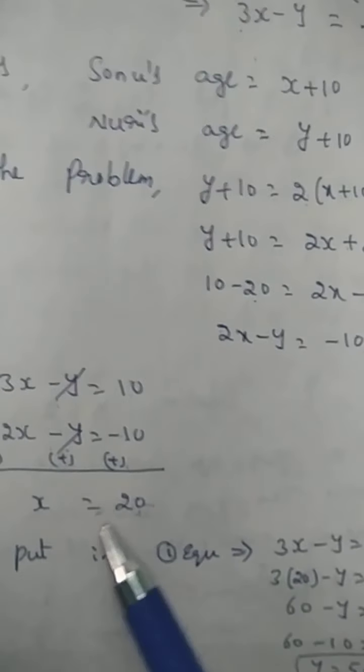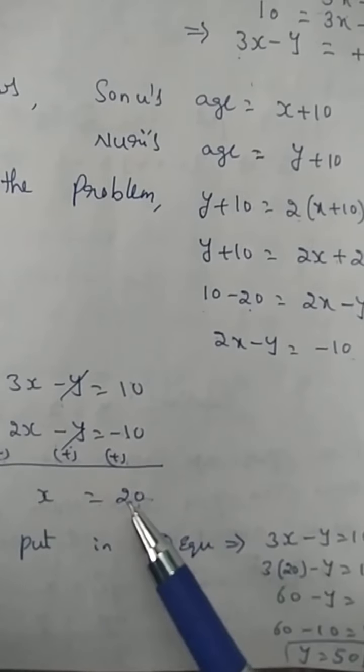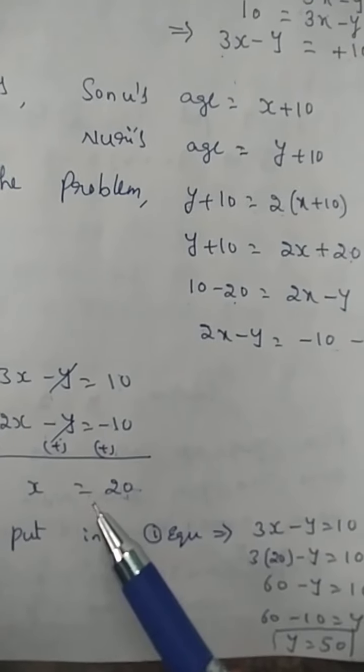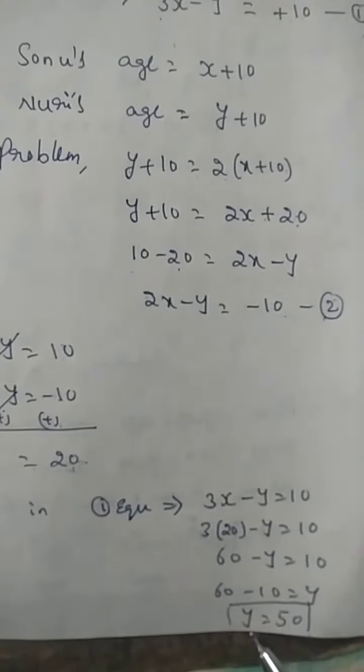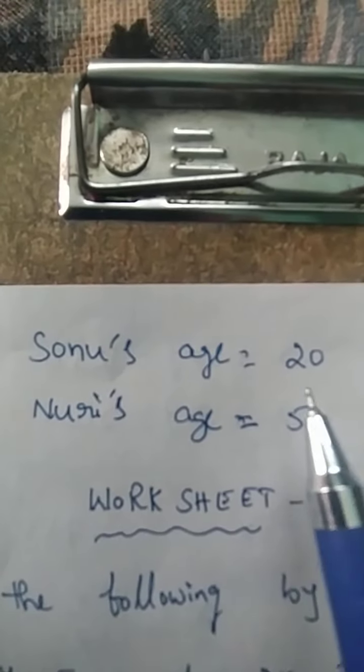What is x in the problem? That is Sonu's age, so it is 20. Noori's age is y, so it is 50. Therefore, Sonu's age is 20 and Noori's age is 50. So we'll check it.